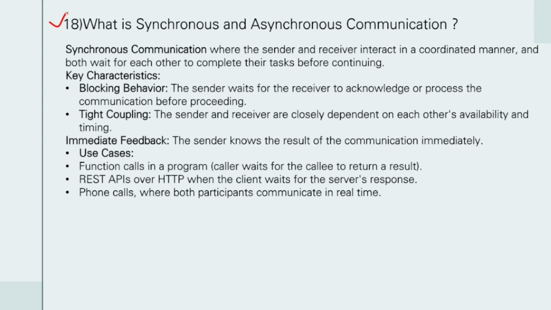Key characteristics: blocking behavior, the sender waits for the receiver to acknowledge or process the communication before proceeding. Tight coupling, the sender and receiver are closely dependent on each other's availability and timing. Immediate feedback, the sender notes the result of the communication immediately. Use cases: function calls in a program, where the caller waits for the callee to return a result; REST APIs over HTTP, where the client waits for the server's response; phone calls, where both participants communicate in real time.